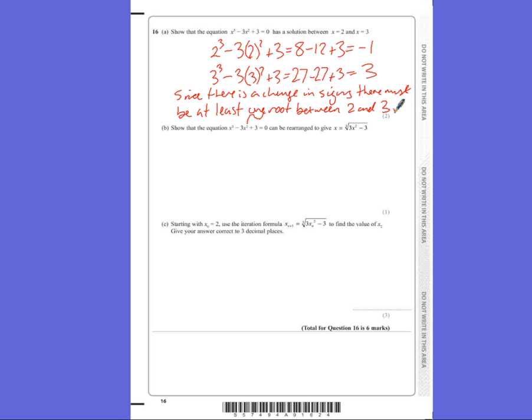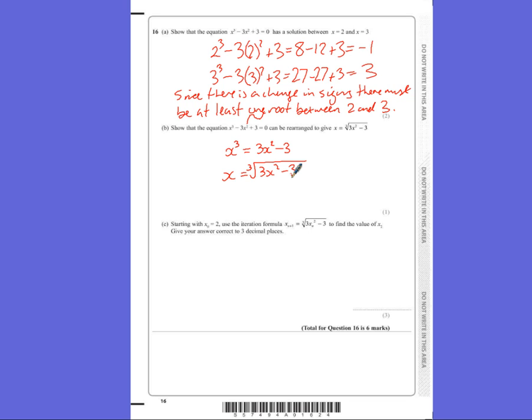It says, show that the equation x cubed minus 3x squared plus 3 equals 0 can be arranged to give x equals the cube root of 3x squared minus 3. So all we're going to do here is leave the x cubed where it is. We're going to take the 3x squared on the other side, it becomes a plus 3x squared. Take the plus 3 over, it becomes a minus 3. And then to get x on its own, we would cube root that. So we have cube root of 3x squared minus 3.